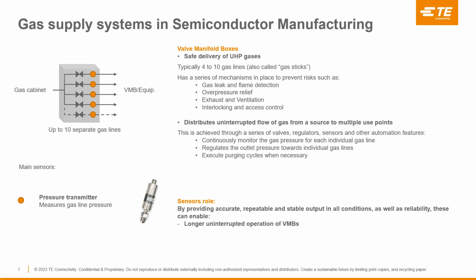As wafer capacity increases, the number of process tools will drive the need for more VMBs, and this leads to VMBs being used in sequence, since this can only host a limited number of individual gas lines, often up to 10 gas sticks. In this case, the role of sensor is very similar to what was previously explained, and that is to enable a longer, uninterrupted operation by having accurate, repeatable, and stable output in all conditions. VMBs will also regulate downstream pressure one level further before the ultra-high purity gases will reach the point of use, which we'll cover in our next slide.